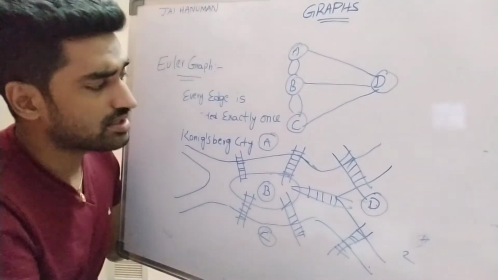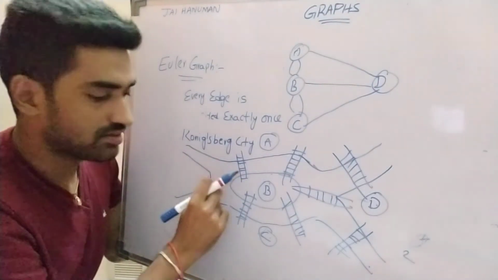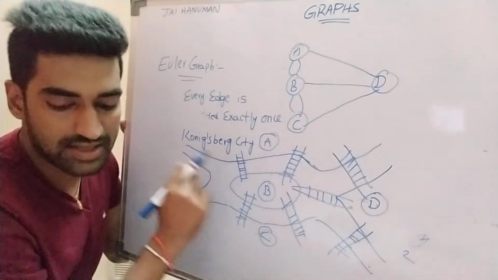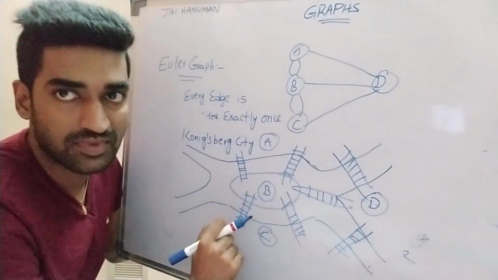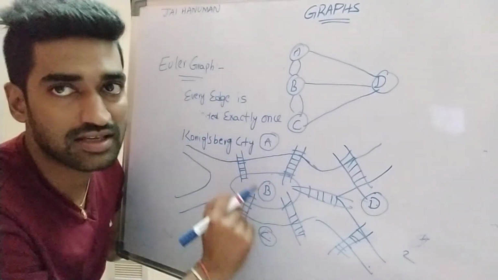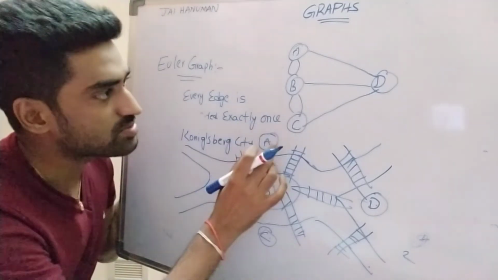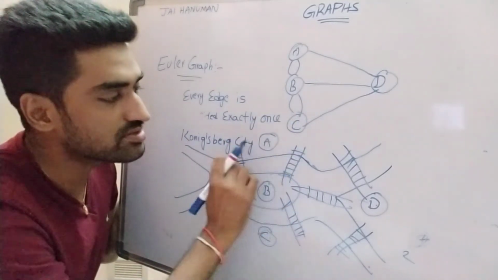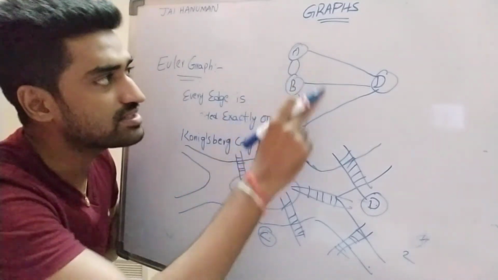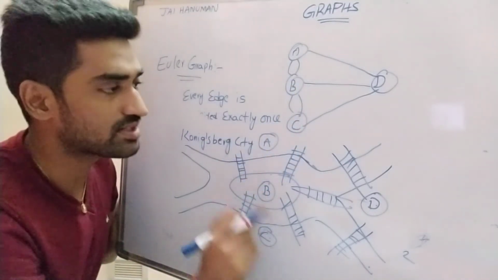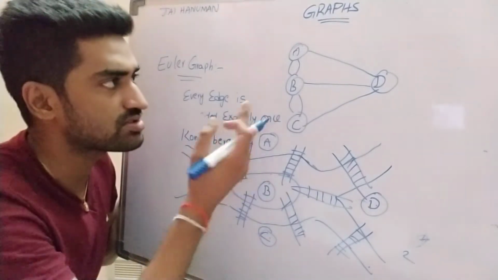So here our problem is to determine whether it is possible to cross all the bridges exactly once and finally reach the starting position. That is our problem. So here there is no solution for that.